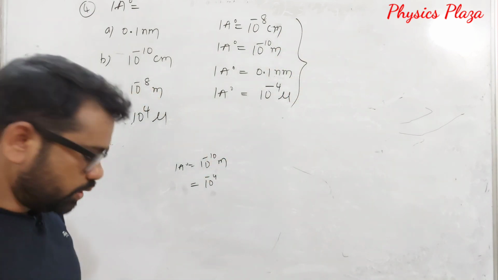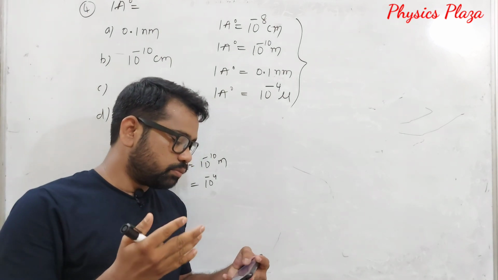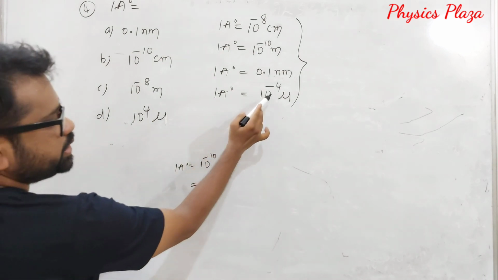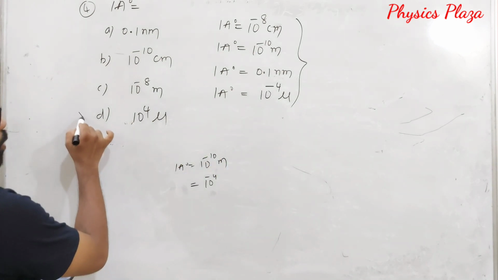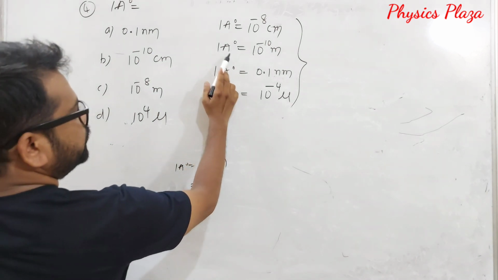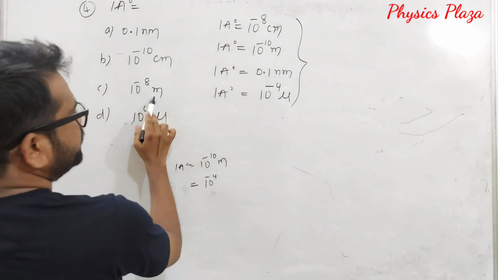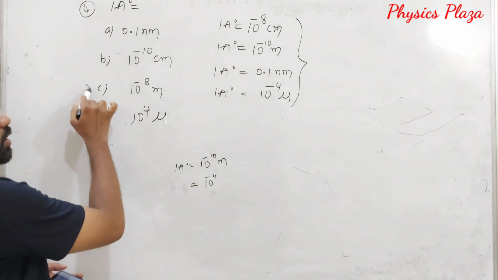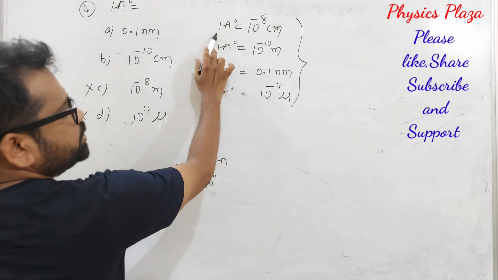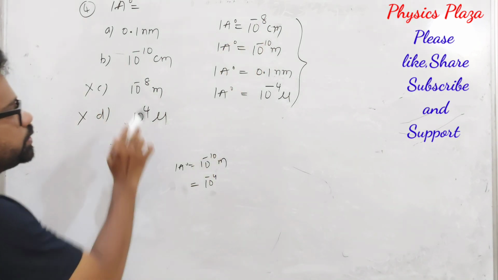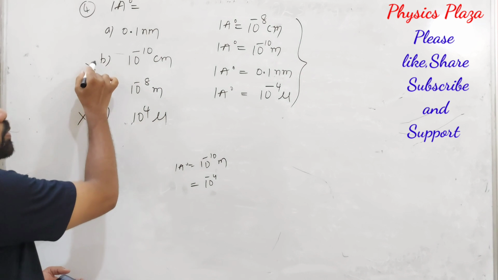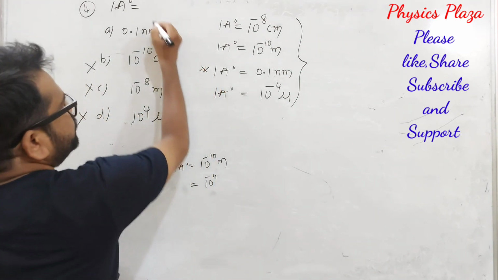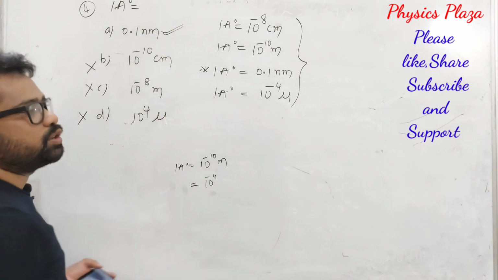Now let us cross check here. Micron should be 10 power minus 4, but it is given as 10 power 4, so it is the wrong option. Next, 1 angstrom is equal to 10 power minus 10 meters should be, but it is not given so, it is also a wrong option. And 1 angstrom is equal to 10 power minus 8 centimeters, but 10 power minus 10 centimeters is given, so it is a wrong option. Then what is the correct option, dear children? 1 angstrom is equal to 0.1 nanometer is the correct one.